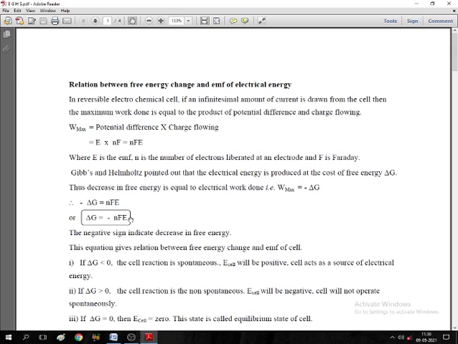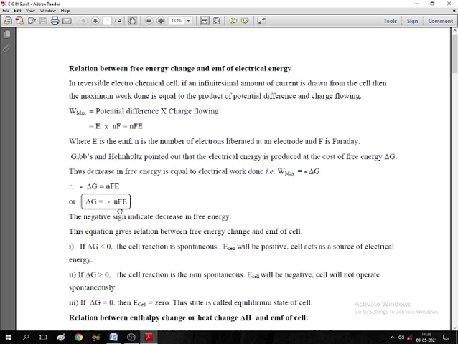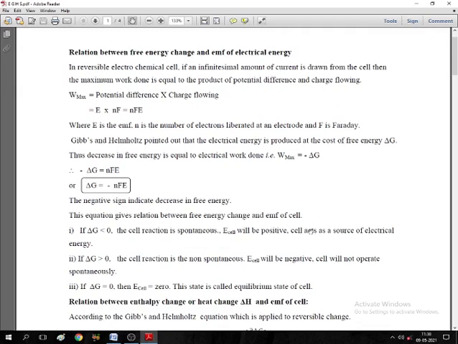Now this is the equation which gives the relation between free energy change and EMF of the cell. The negative sign indicates that there is a decrease in the free energy. This equation gives the relation between free energy change and EMF of the cell.